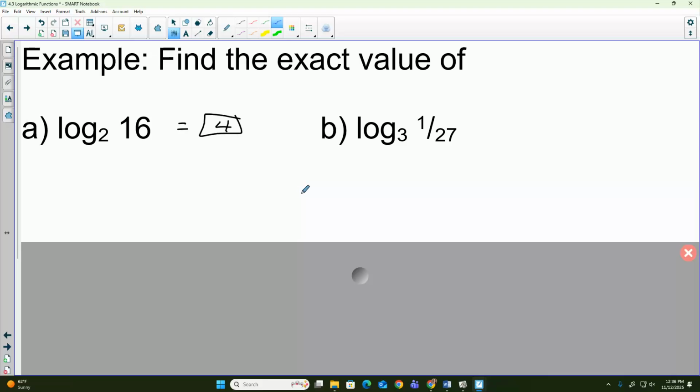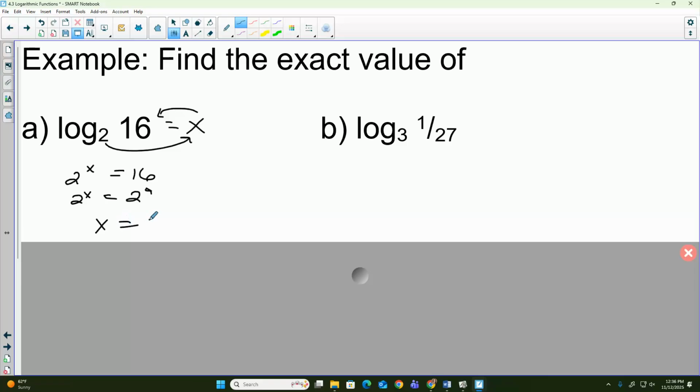Okay, if that isn't as obvious to you, then you can certainly solve an equation. If you set it equal to x, and we use the definition, that means 2 to the x power equals 16. Does this look familiar? We did a whole handout of these, didn't we? How would you rewrite 16? 2 to the 4th. So we get x to be 4. So if you can't look at it and solve it, write an equation and use that.